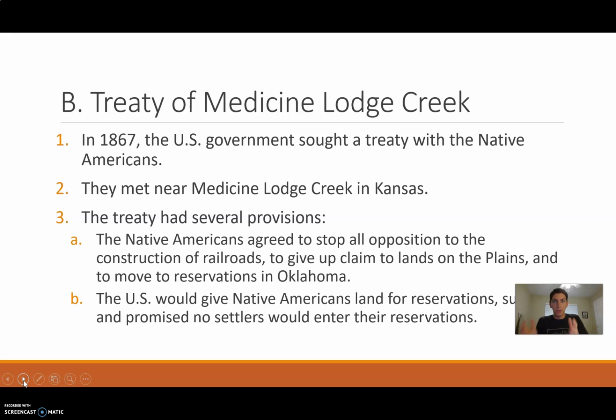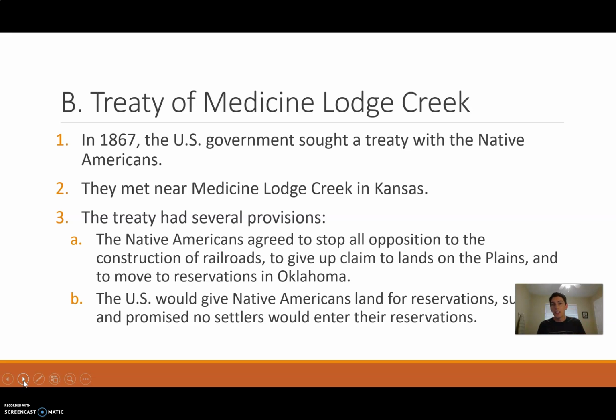things that make the treaty work. And so the first one was that the Native Americans would have to stop fighting and stop destroying settlements in West Texas. They would also have to allow the United States government to build railroads into West Texas, even if that means going onto their land. They had to give up their land claims on the plains of Texas and eventually move to reservations in Oklahoma.